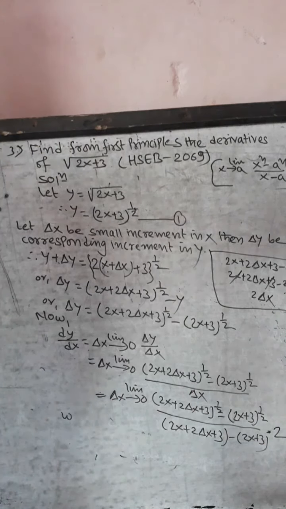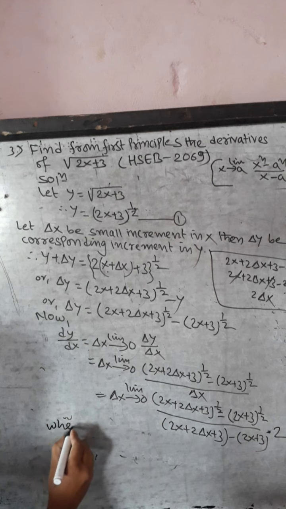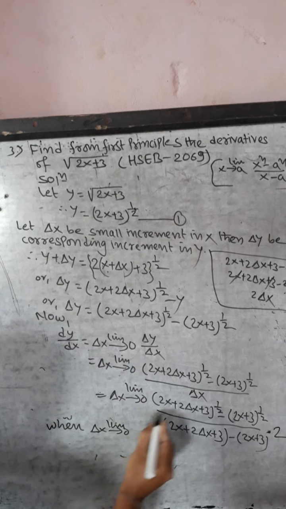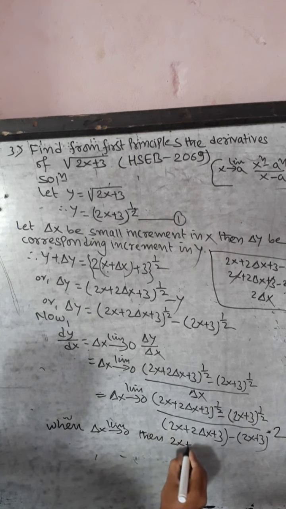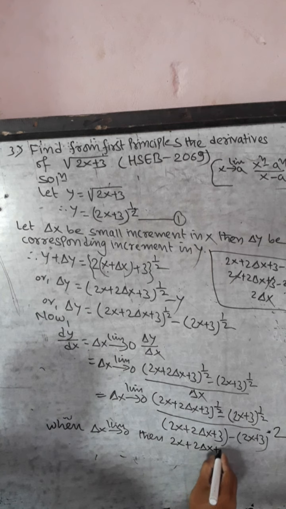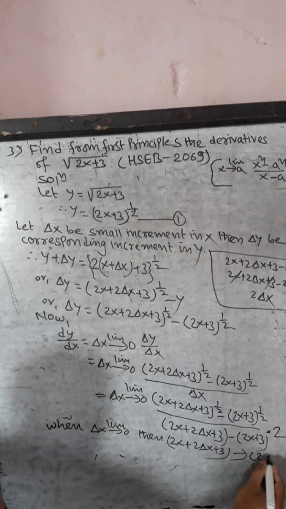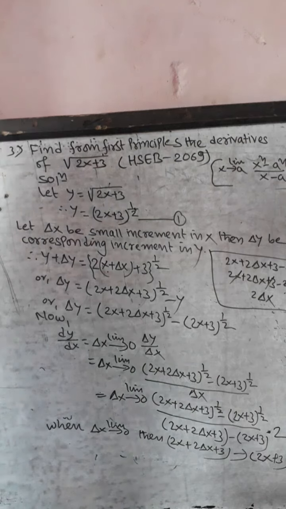Now change the limit as in the previous sum. When del x tends to 0, then what will happen to this? Let's see. Then 2x plus 2 del x plus 3 will tend to how much? Let's see, put del x as 0, you will get 2x plus 3. So it will tend to 2x plus 3.